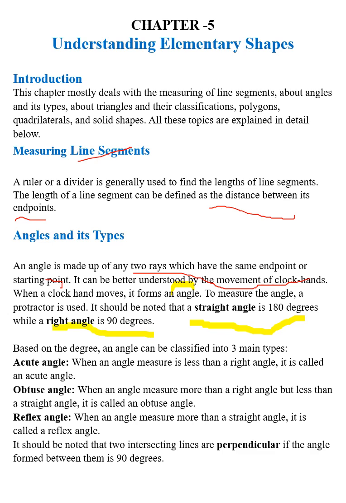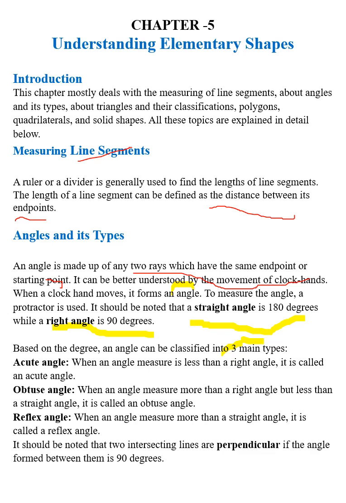Based on the degree, an angle can be classified into three main types. First is acute angle, obtuse angle and reflex angle. Acute angle. When an angle measures less than a right angle, it is called an acute angle. Obtuse angle. When an angle measures more than a right angle but less than a straight angle, it is called an obtuse angle. Reflex angle. When an angle measures more than a straight angle, it is called a reflex angle.